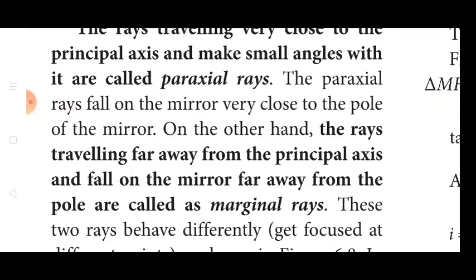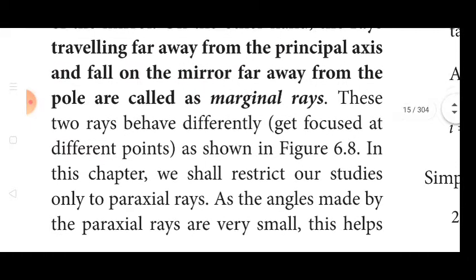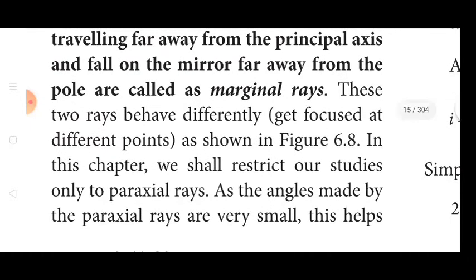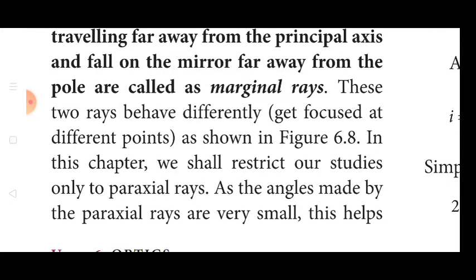On the other hand, the rays traveling far away from the principal axis and falling on the mirror far away from the pole are called marginal rays. These two rays behave differently. That means these two rays get focused at different points. You can see diagram 6.8. So we shall restrict our studies only to paraxial rays, as the angles made by paraxial rays are very small.